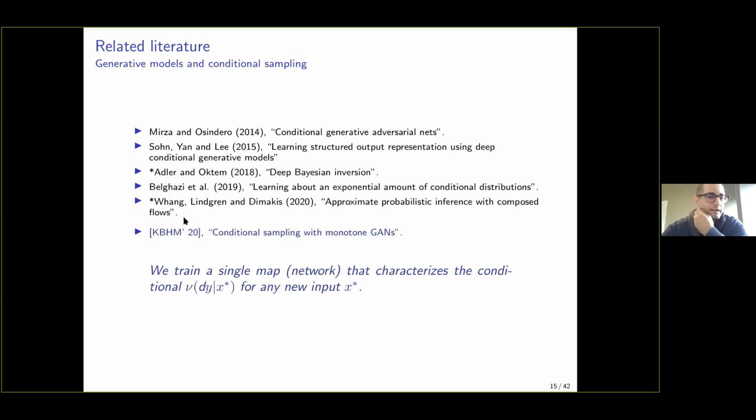And lastly, this new paper of Wang, Lindgren, and Dimakis is actually very interesting. They look at a slightly different problem where, given a generative model, you want to compose it with a new flow that allows you to do conditioning. But if my understanding is correct, for each new data, you will have to train your new map again. So what we do, compared to all of these, is that we want to train a single map that characterizes the conditional for any new input X star. Okay, so that's just to clarify what the goal is.